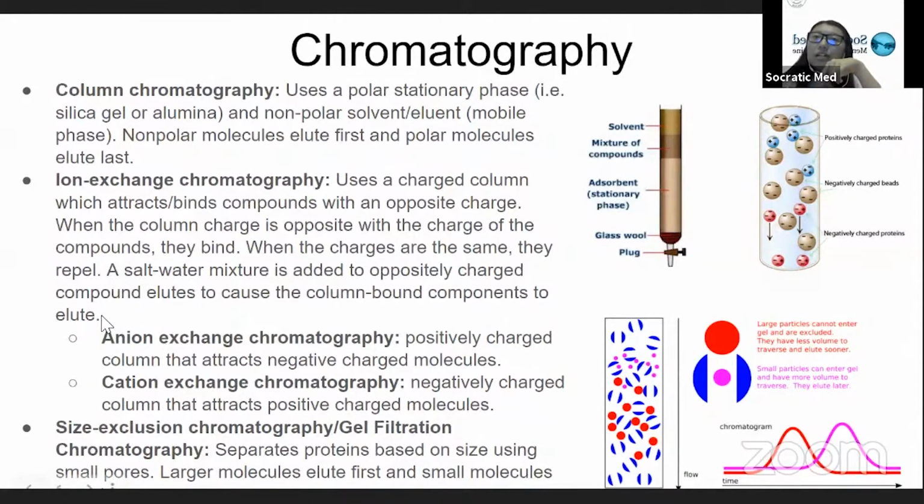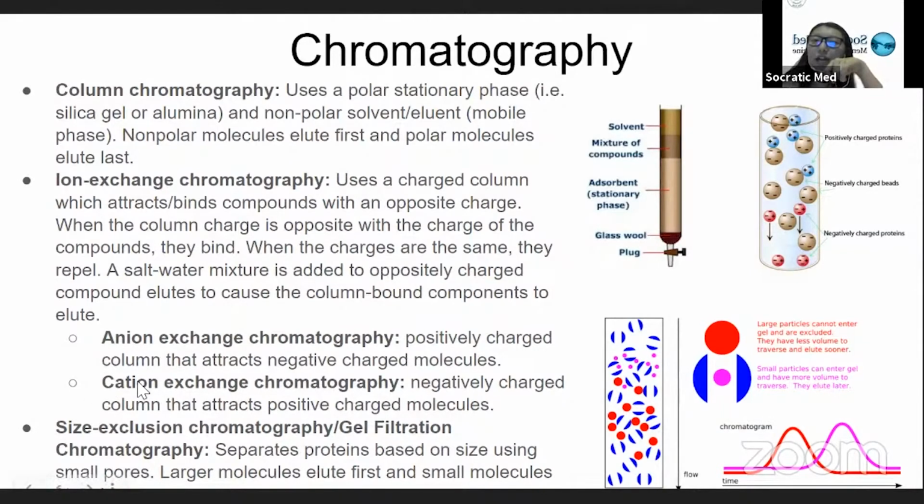So within ion exchange chromatography, there are two types, and one is anion exchange chromatography, where the positively charged column attracts negatively charged molecules. I guess the way that I help to think about anion exchange is that anion is attracting that negatively charged molecule, because we kind of know that anion is related to that negative sign in chemistry. So that's how I kind of think of it.